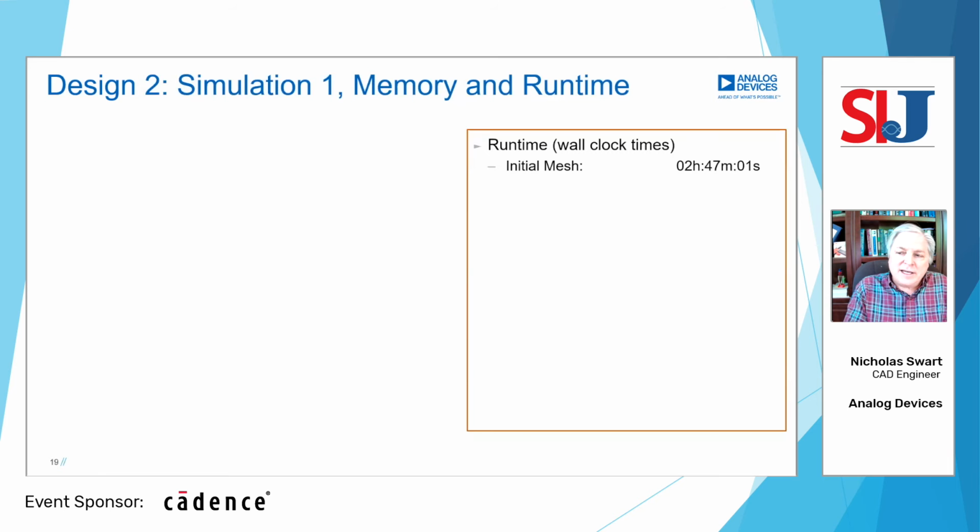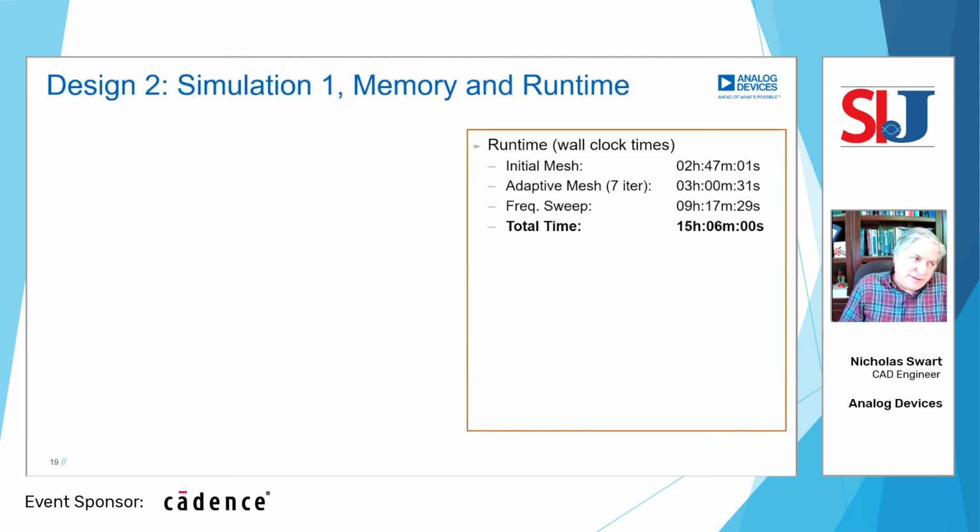The initial mesh step took 2 hours, 47 minutes. Then the adaptive meshing took 3 hours. Then the frequency sweep took a little over 9 hours, for a total of 15 hours. So even if I was to stop here, this is an impressive result for a problem of this size. In 15 hours, Clarity solved this, and without failure.